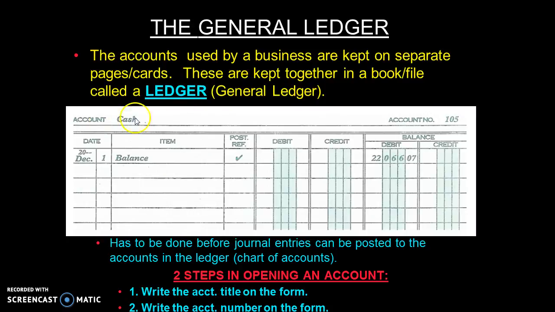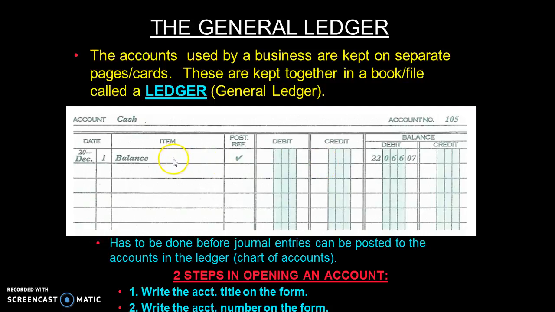If you notice your general ledger, for an example, let's say this was the cash in bank account. The account number is written down, the name of the account, the date, in this case, December 1st, 2016, first entry on the line. Now, the word balance is written here only if there was a balance from the previous month, in this case, November. Then that balance would be written down with a check mark in the post reference column, because this didn't come from a journal.